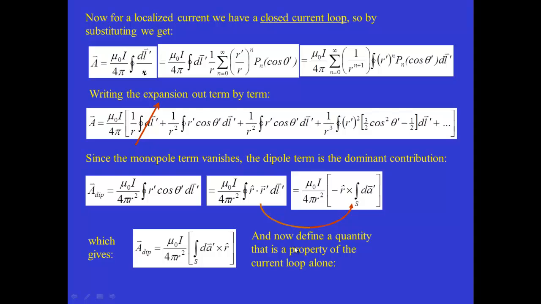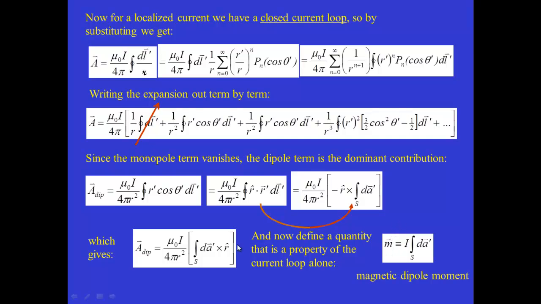And so let's make a definition here, a quantity that just reflects properties of the loop. So it's this I times the integral dA prime, and we will call that m. Many textbooks use mu for this quantity, but since mu comes into play in the case of mu 0 and also in magnetic properties of materials that we will discover in chapter 6, Griffiths prefers to use m vector to define this quantity, and it's called the magnetic dipole moment. It's very analogous to p, the electric dipole moment, in the theory of the multipole expansion of the electric potential.